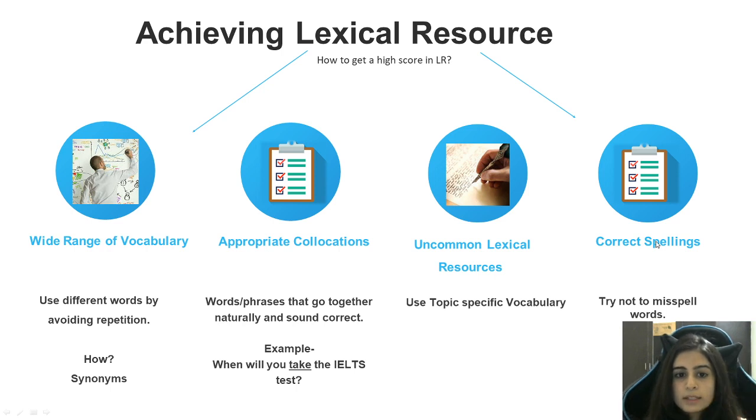Okay, so clear with this slide, we have to showcase a wide range of vocabulary by using synonyms and appropriate collocations. And how do we use appropriate collocations? By getting our essays evaluated by a trainer. Just in case you have used them incorrectly, they'll correct you and tell you the right way of writing the collocations. The third step is to use uncommon words and topic specific vocabulary. The last but not the least is to use correct spellings.